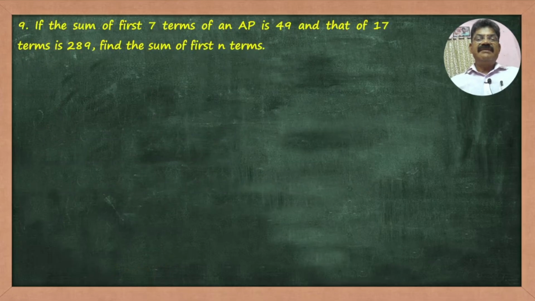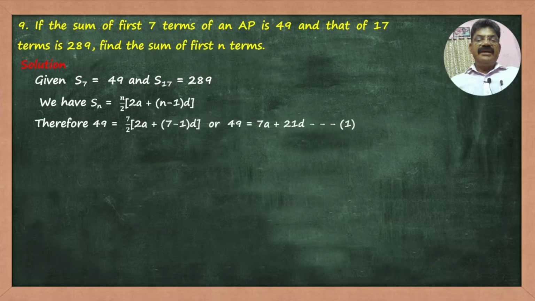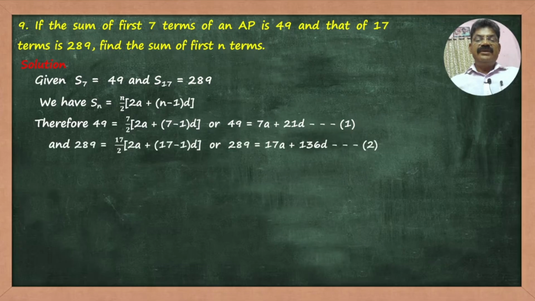Ninth problem. If the sum of first 7 terms of an arithmetic progression is 49 and that of 17 terms is 289, find the sum of first n terms. So S7 is equal to 49 and S17 is equal to 289. So when you substitute those values in the formula, you get one equation. 49 equal to 7a plus 21d. Similarly, using the other information, you get another equation. 289 is equal to 17a plus 136d.